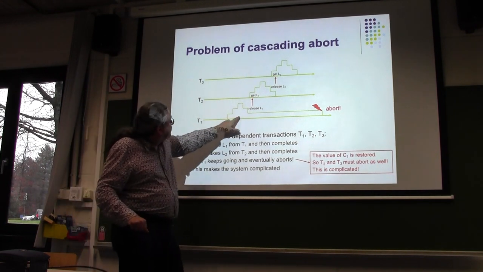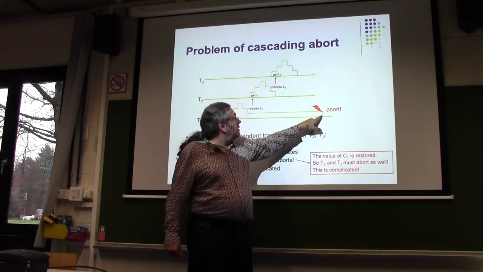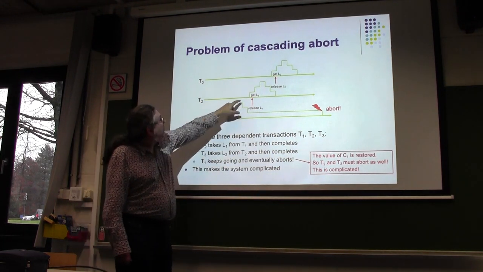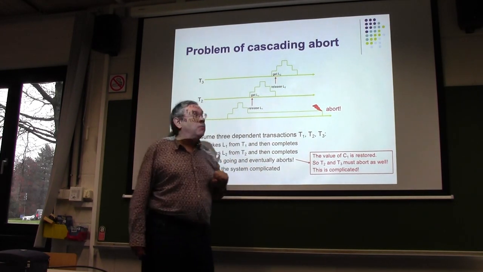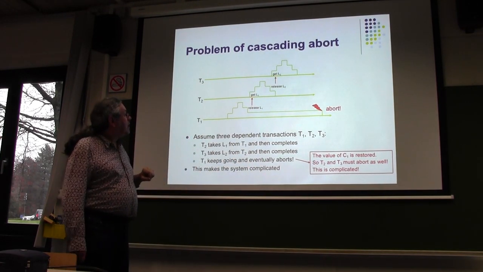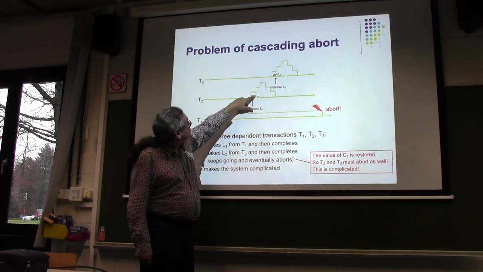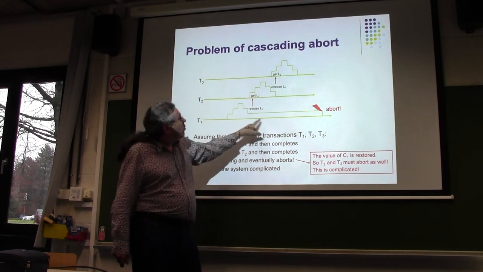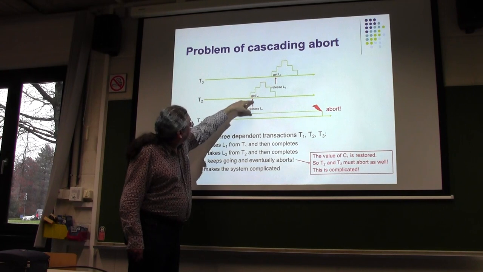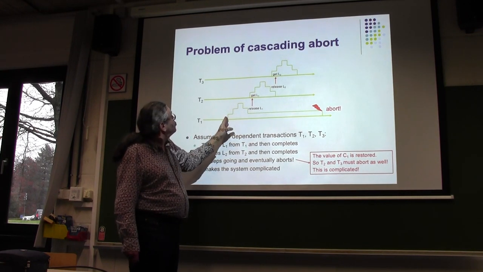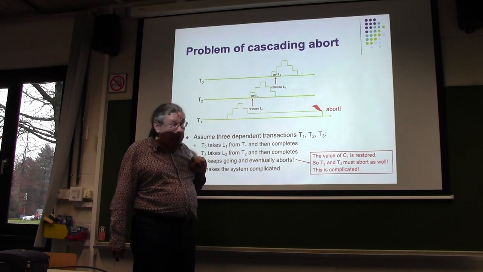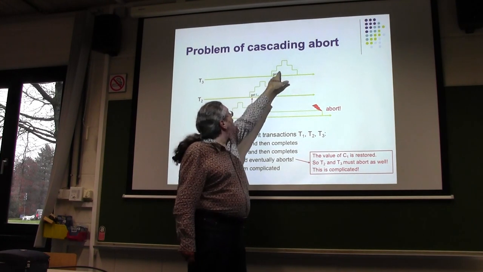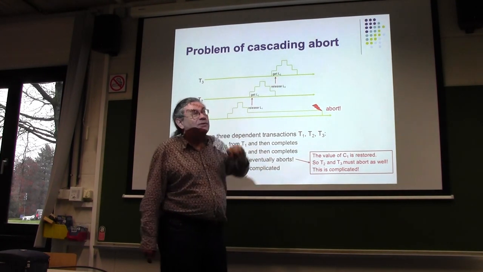So let's say T1 keeps going and it doesn't commit, it aborts. Well, the system then has to force T2 and T3 to abort as well, okay? Because T2 uses L1, so it uses cell 1, which has been modified by T1. But if T1 aborts, the cell value will be restored to its original one, which means that T2 was using a wrong value. That means T2 has to abort as well. And for the same reasoning, T3 has to abort. And maybe there's more transactions connected.